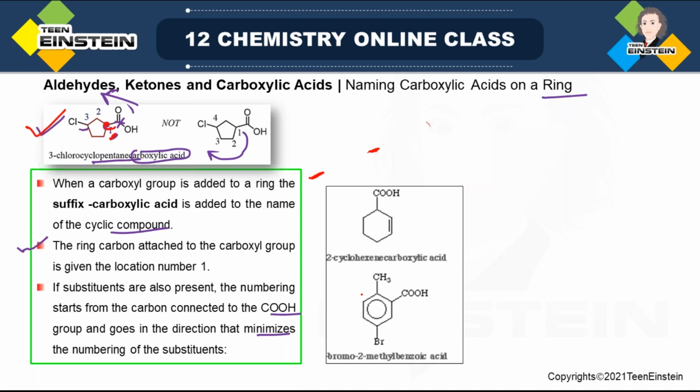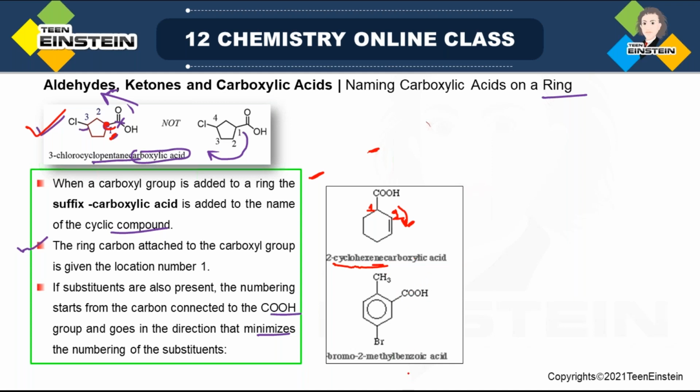Here we have the CO2H group directly present on the ring. So numbering will be started from this position. Now we will move towards this direction because we have a C=C double bond. So one, then two is the position of the C=C double bond. So that is why 2-cyclohexene, because now it is not a cyclohexane derivative, it is a cyclohexene derivative. That is why we have to write the full term cyclohexene, up to ene, then carboxylic acid.